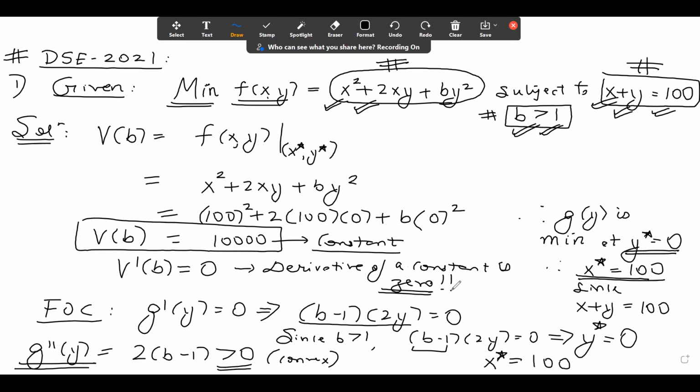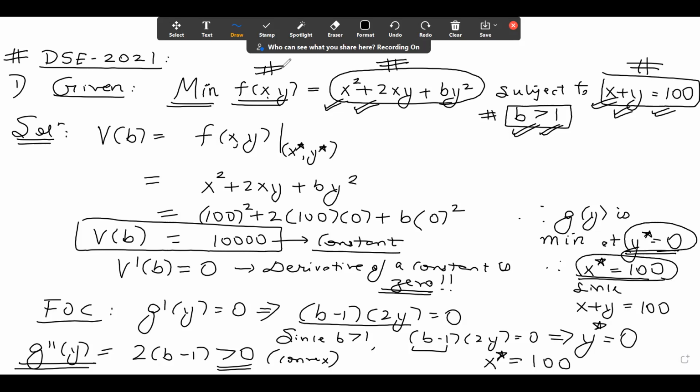So hoping all students have understood this. Okay, so first of all, the objective was to do the optimization of the function f of xy subject to the given constraint. We had done the optimization and we had found out that the optimum values were x star equal to 100 and y star equal to 0.